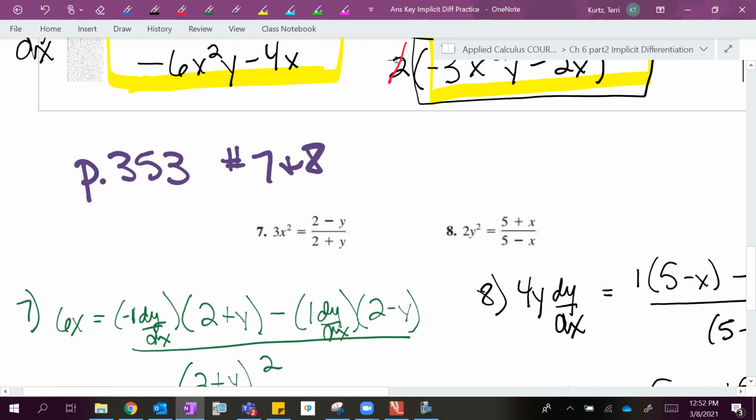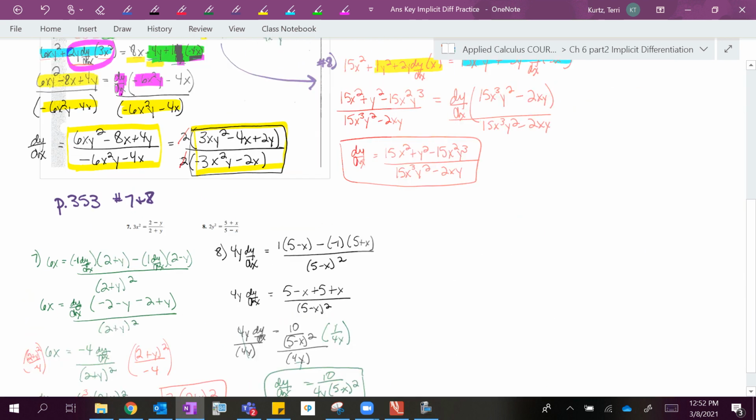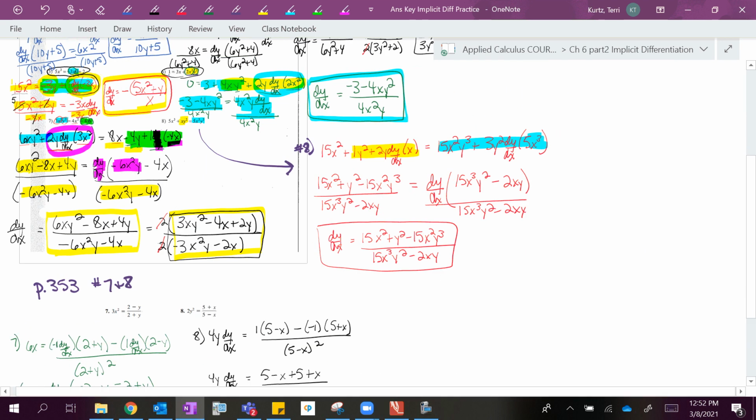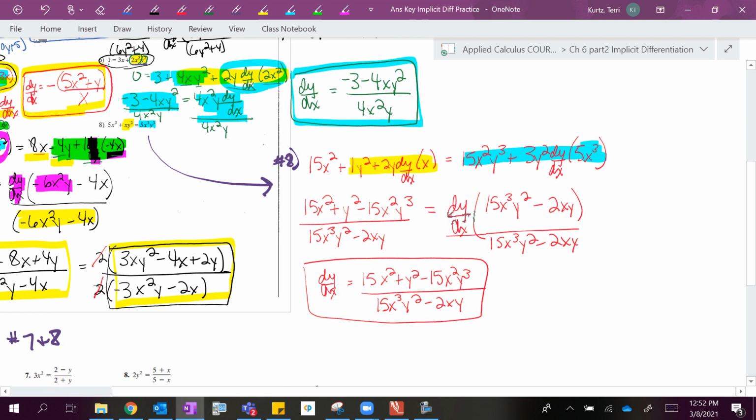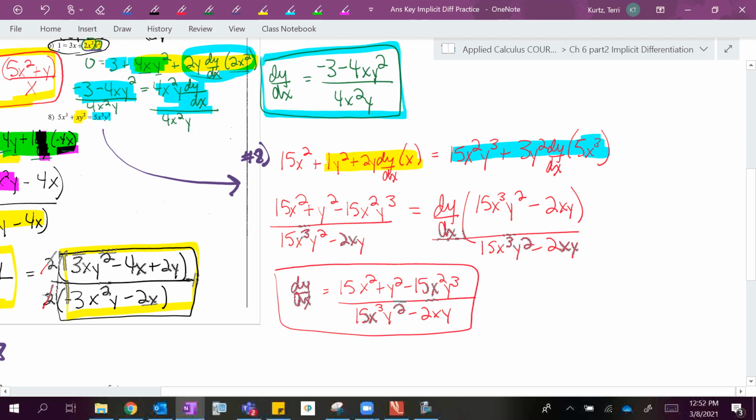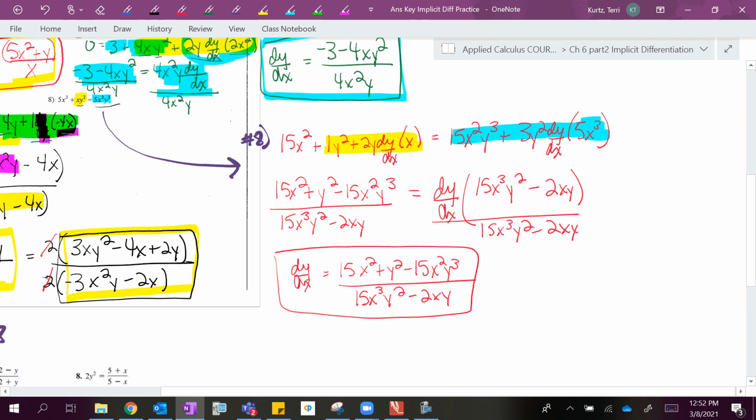Okay, the last 2 were book problems. I think that was everything. Oh, and then number 8, sorry. Number 8 here, I again highlighted the product rule terms. So everything in yellow is taking the product rule of x, y squared. Everything in blue is taking the product rule of 5x to the third, y to the third. And then again, I brought all the dy dx terms over to the right, everything that wasn't dy dx to the left, and divided.